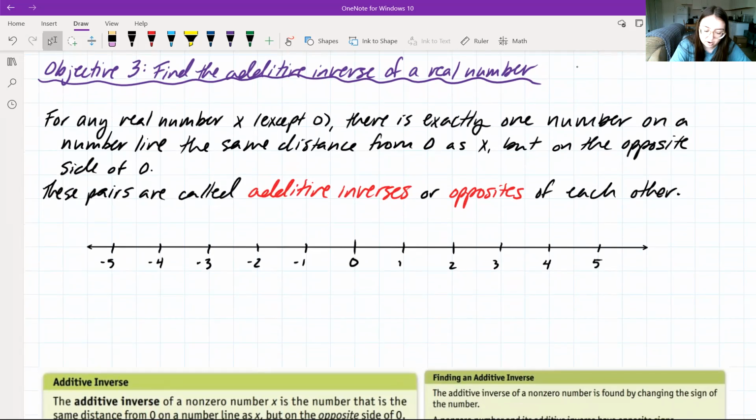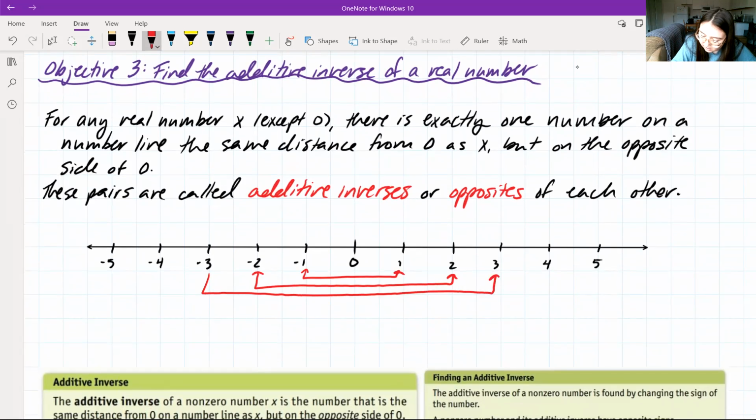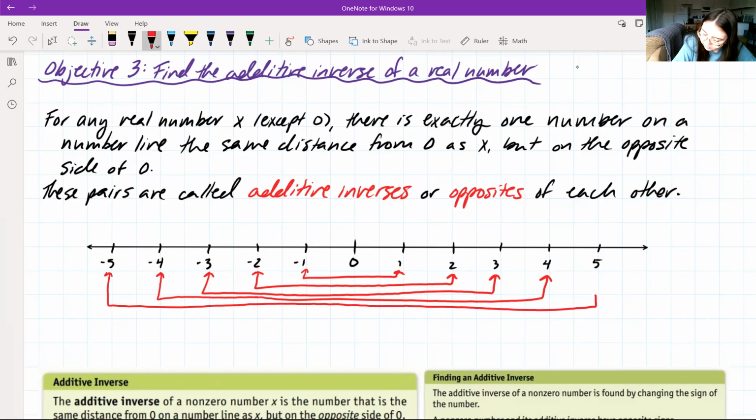So we have our opposites here. Just like as before, we're identifying these values. And these values also have the same distance from 0. It's just that they're negative and positive. And these are additive inverses or opposites.